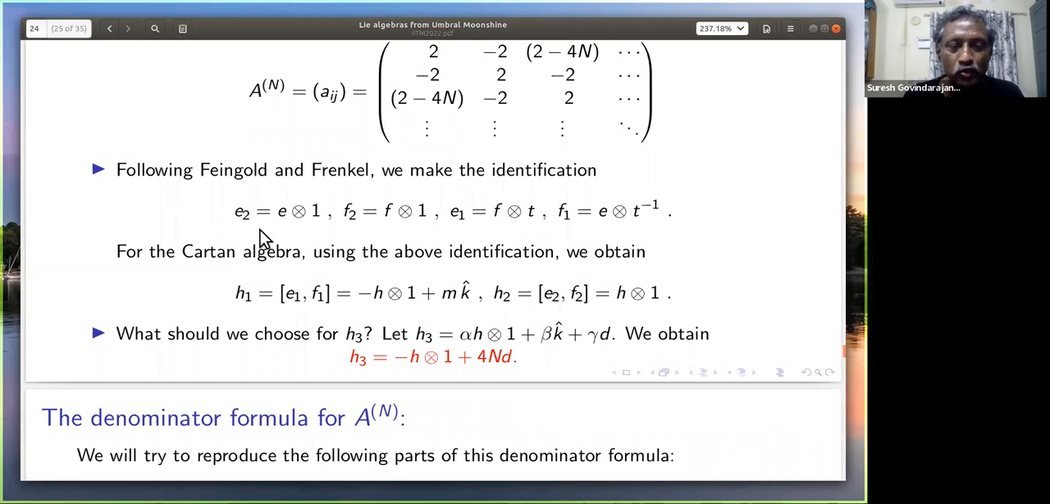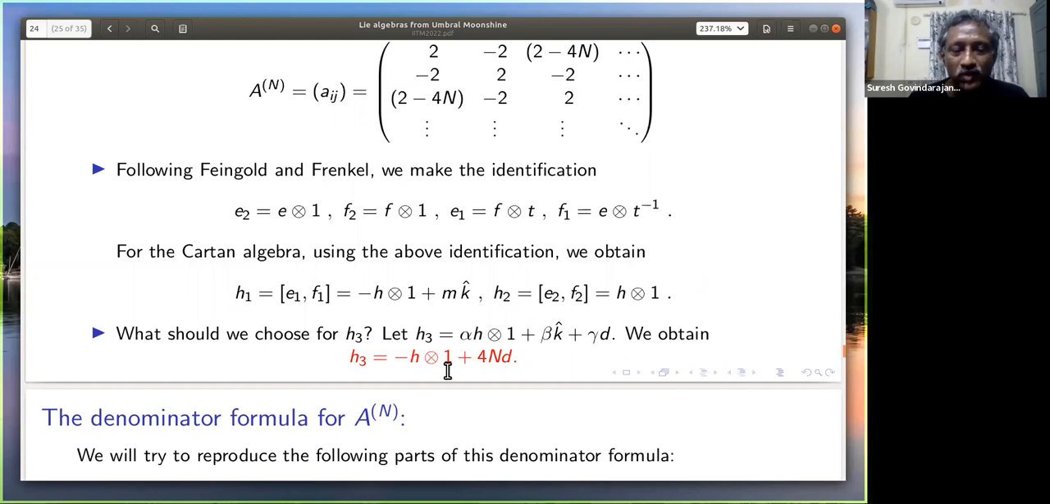So we take E2 to be E tensor F1, F2 to be F tensor 1. Again, you can ask, why did I do that? That's just to match some notation. E1 goes with F tensor T, F1 goes with E tensor T inverse. Notice there is some flipping here, some twisting going on. It's not that E1 is E tensor T, it's F tensor T.